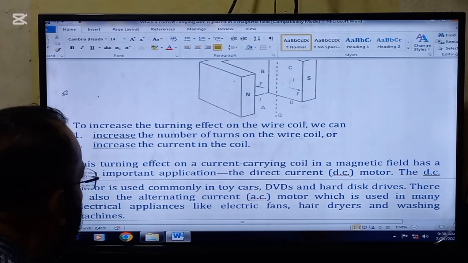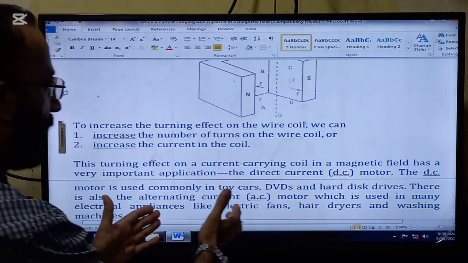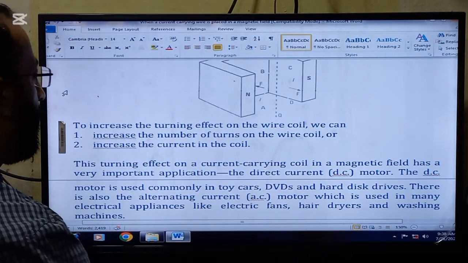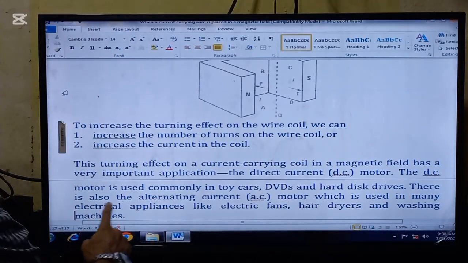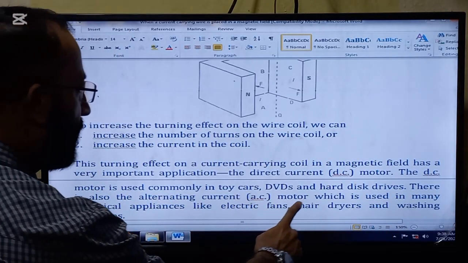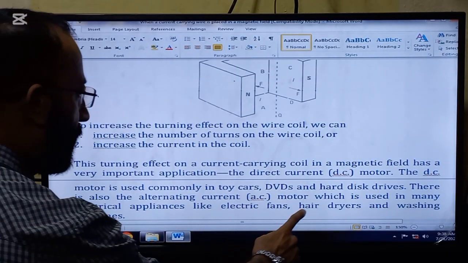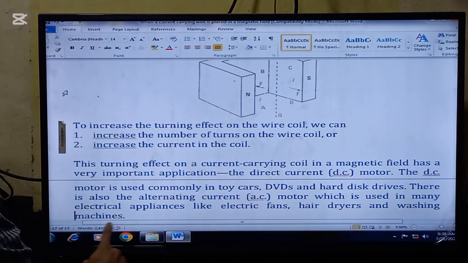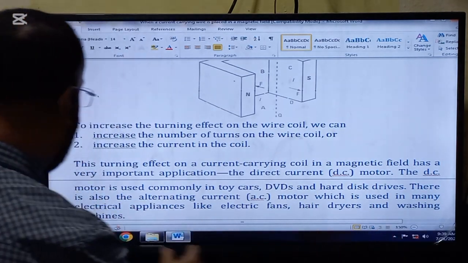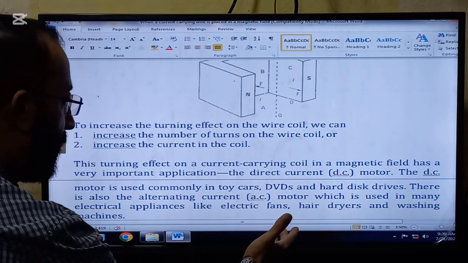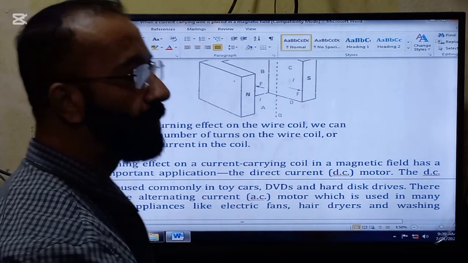Okay, this turning effect on a current carrying coil in a magnetic field has very important applications, and here we are going to read the applications of the current carrying coil. The direct current motor. The DC motor is used commonly in toy cars, DVDs, and hard disk drives. There is also the alternating current, that is AC motor, which is used in many electrical appliances like electric fans, hair dryers, and washing machines. So here are some applications of the alternating current, and some applications of the direct current.